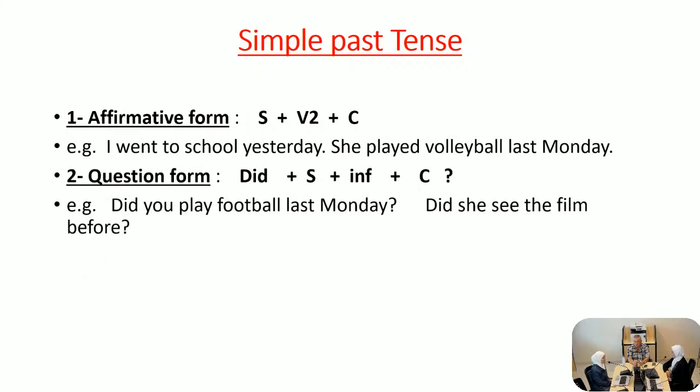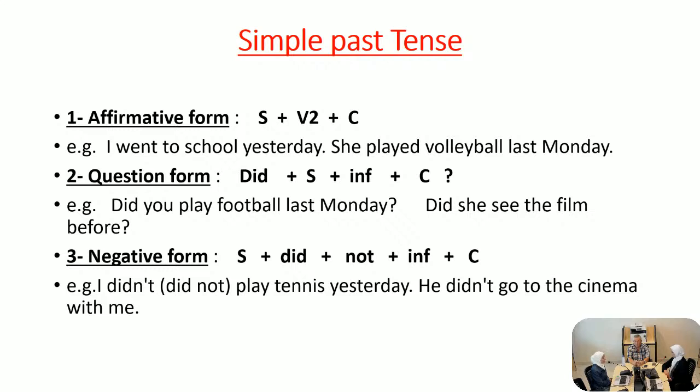When we have a question, we start with did, as long as we don't have an auxiliary in the past simple tense. We start with did, subject, and infinitive. Then the complement of the sentence. Did you play football last Monday? Here, play is used in the infinitive because it's preceded with did. Did she see the film before?